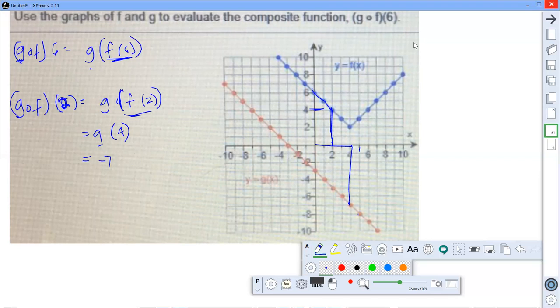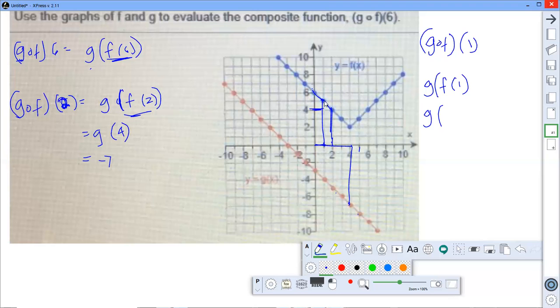Let's try g of f of 1. Now copy g, f of 1. This is 1, that's f, and that's 5, right? So now we go to g of 5. You go to 5, and g is right here, so that's equal to -8. All right, I hope this helps you. If not, just message me again, okay?